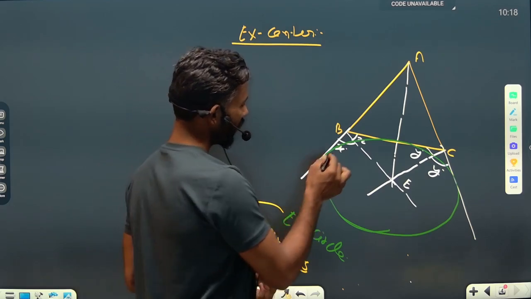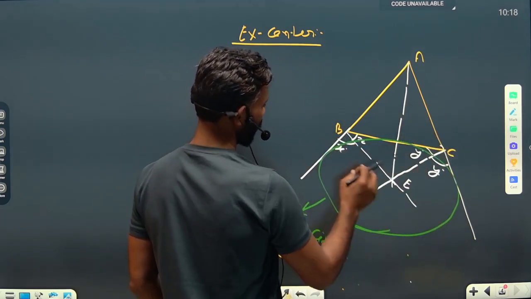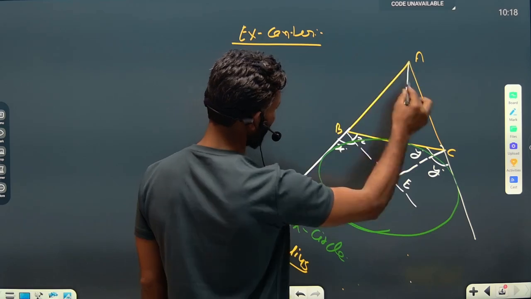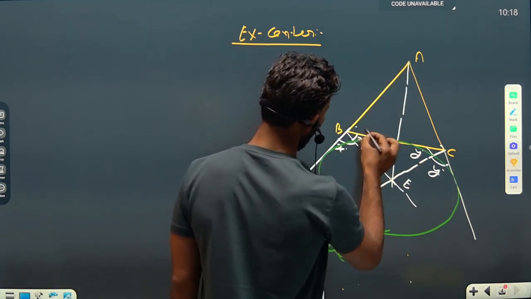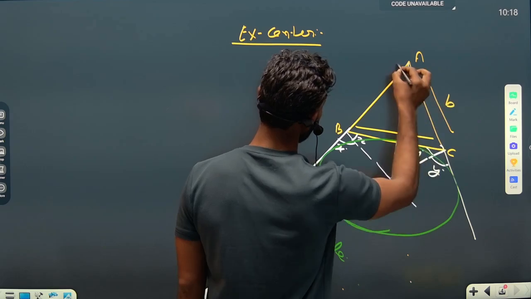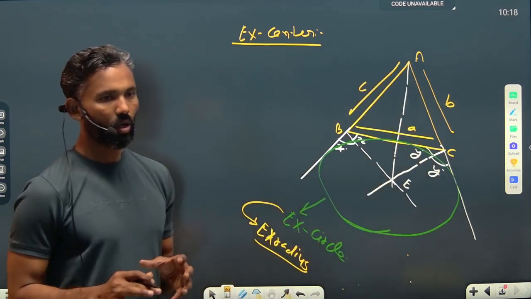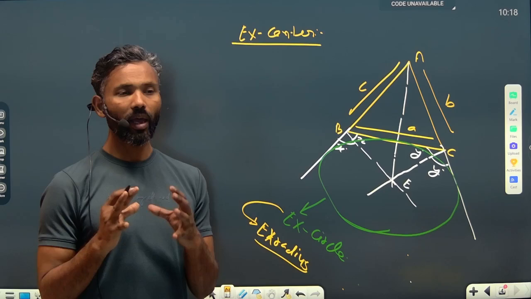So here we have drawn the exterior angle bisectors of angle B and C, and this circle, the excircle, is touching extended AB and AC and the original side BC of the triangle. Suppose the length of BC is a, and the other sides are b and c. In the question, the lengths of all three sides are provided. The examiner may ask you about the length of the exradius.